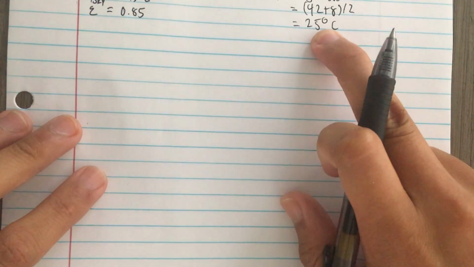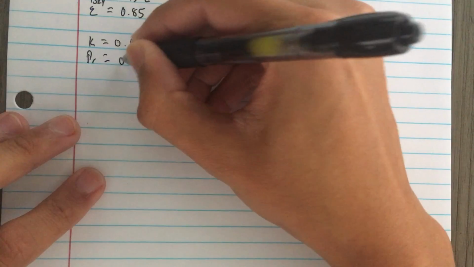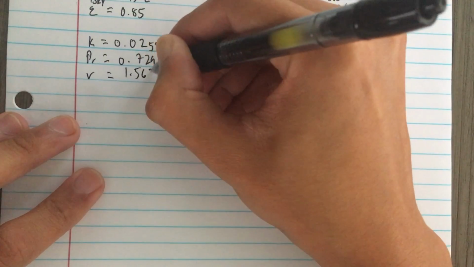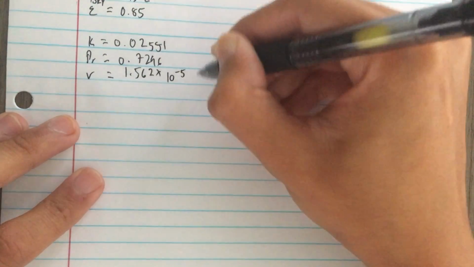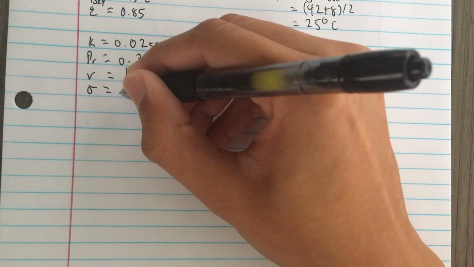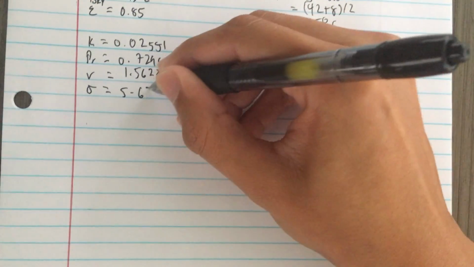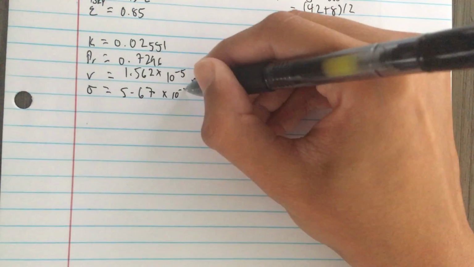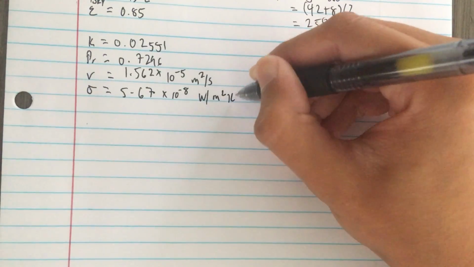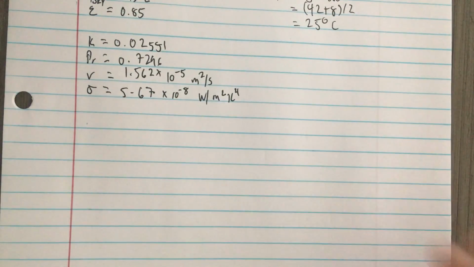Next, we use that temperature to find properties on the table. K equals 0.02551, Prandtl number 0.7296. And then let's continue with the rest of the properties. Kinematic viscosity is 1.562 times 10 to the negative 5 meters squared per second. Sigma is 5.67 times 10 to the negative 8 per meter squared Kelvin to the fourth. Okay.